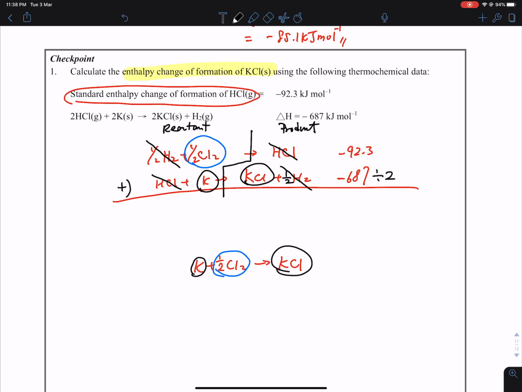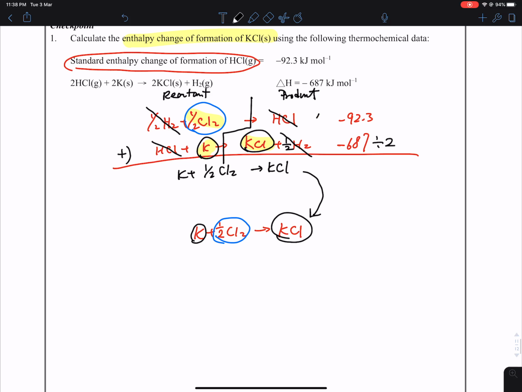HCl, delete. So the remaining parts would be Cl2, K, and KCl. So let's copy it once again. All right, so you get the same equation as the target. The same as the target. That means we have done it correctly. So let's take a look at the calculation.